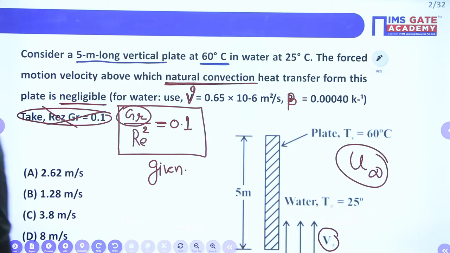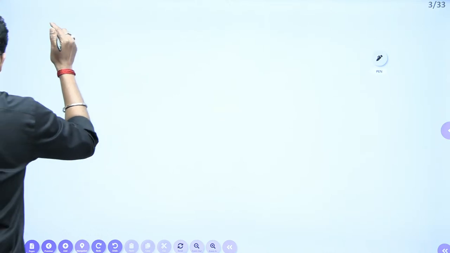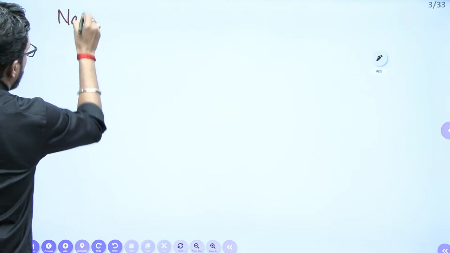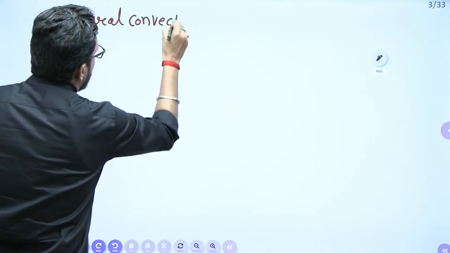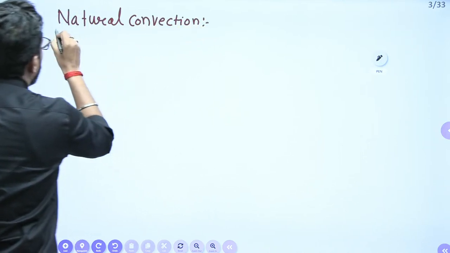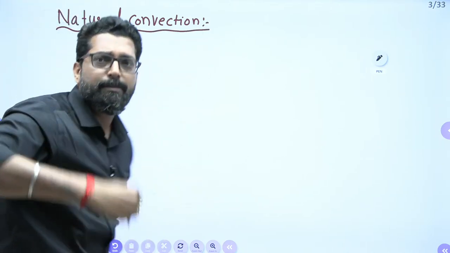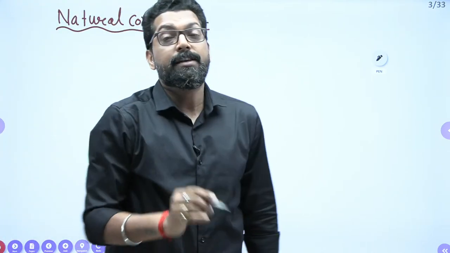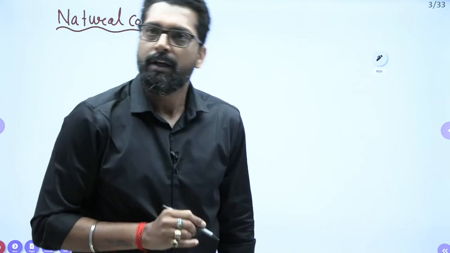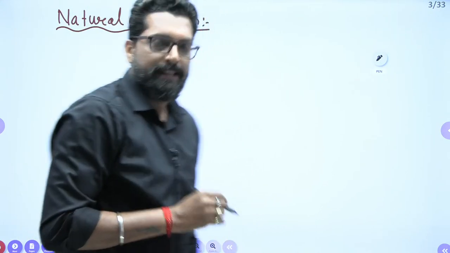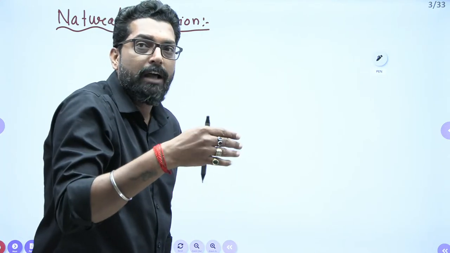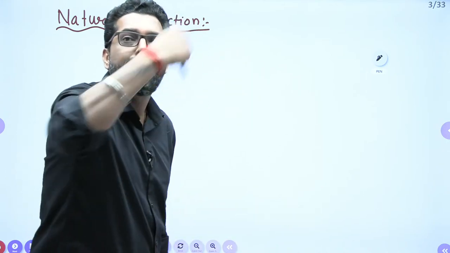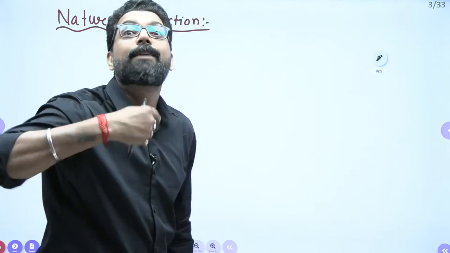So, beta, we first add something: the physical mechanism of natural convection. See, natural convection is happening, that means a natural current will develop due to the density difference. That means the hot fluid will have a lighter density and the cold fluid a higher density. So it will develop a natural current, so there must be a buoyancy effect.